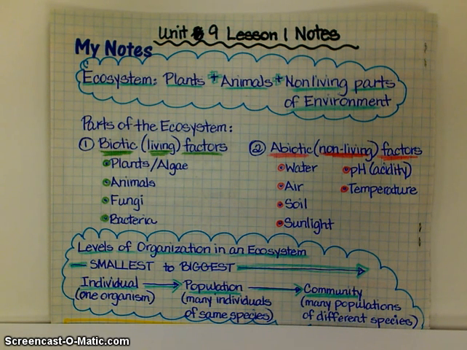And then we have the levels of organization in an ecosystem from smallest to biggest. You have the individual, which is one organism. Many individuals make up a population. That would be many individuals of the same species. And then many populations make up a community. And the community is the largest level of organization in an ecosystem. So make sure you jot that down before you move on to screencast number 2.